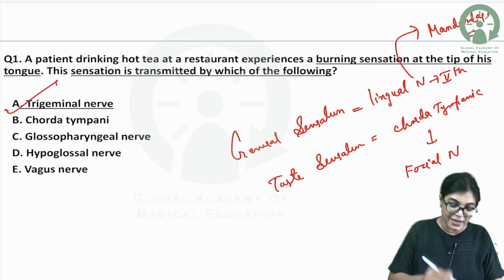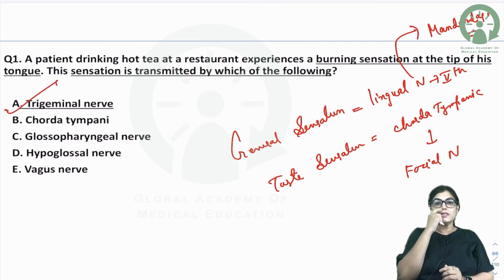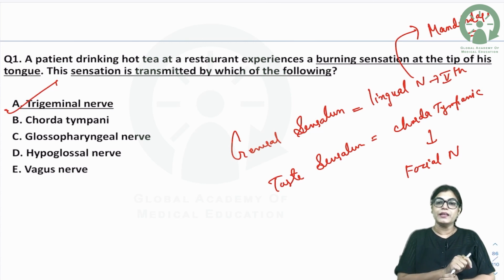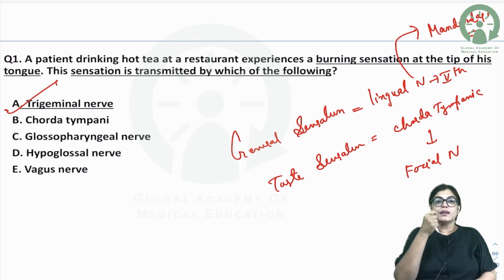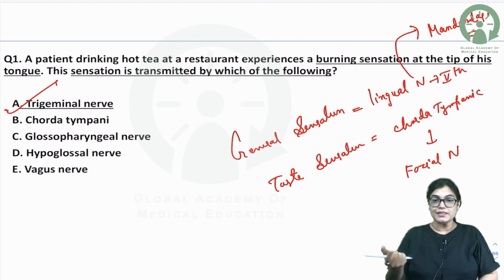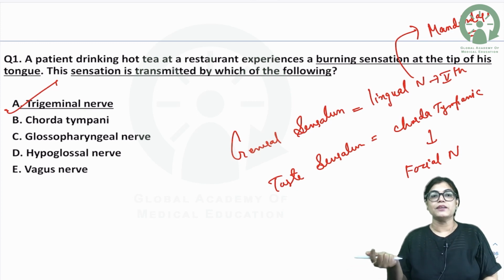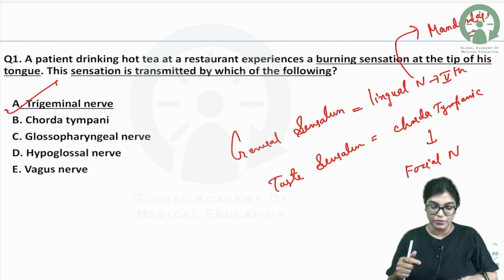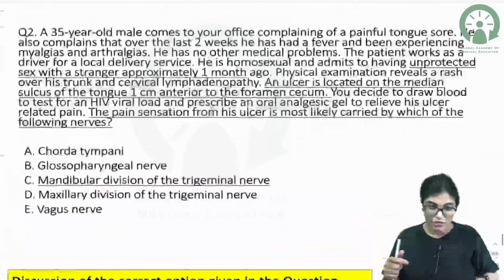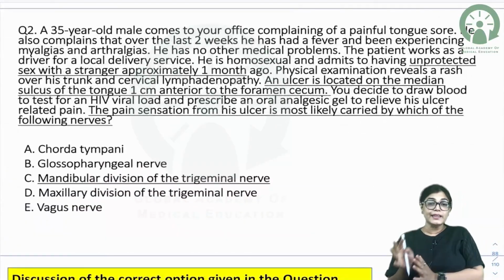So, that means the trigeminal nerve, the 5th cranial nerve, is the right answer, because the tip of the tongue is in the anterior part of the tongue, and for the anterior part, general sensation, that is, burning sensation, is carried by the trigeminal nerve, lingual nerve branch. Let's talk about the second MCQ, clinical MCQ.